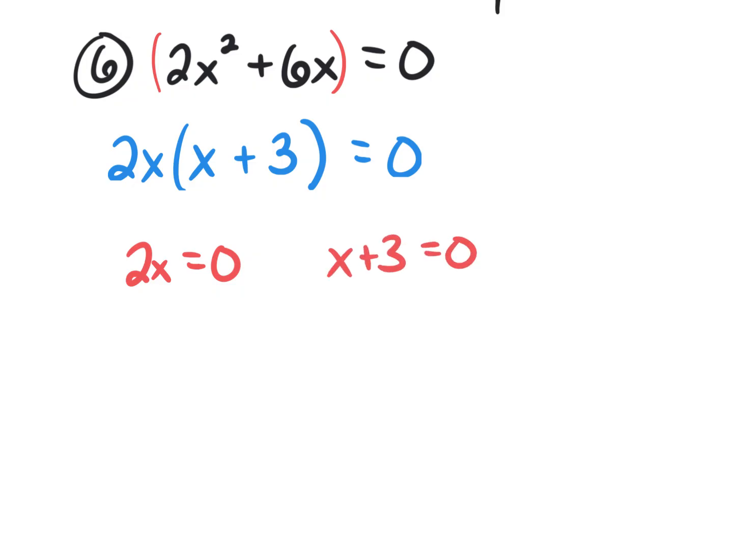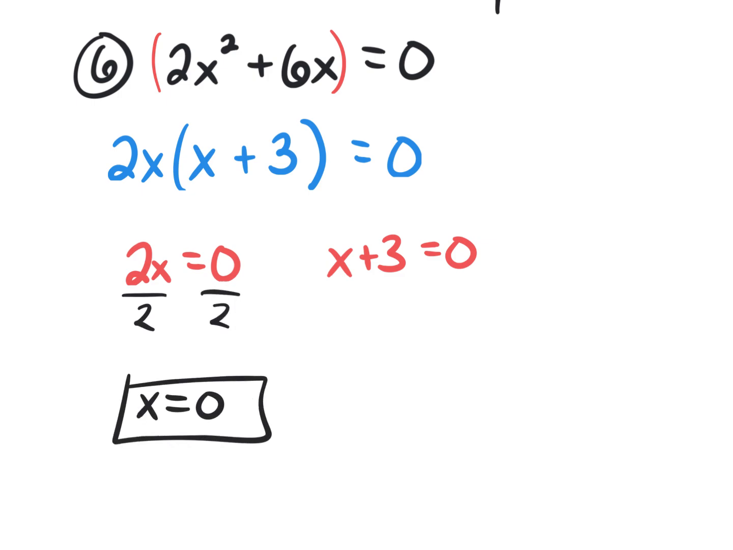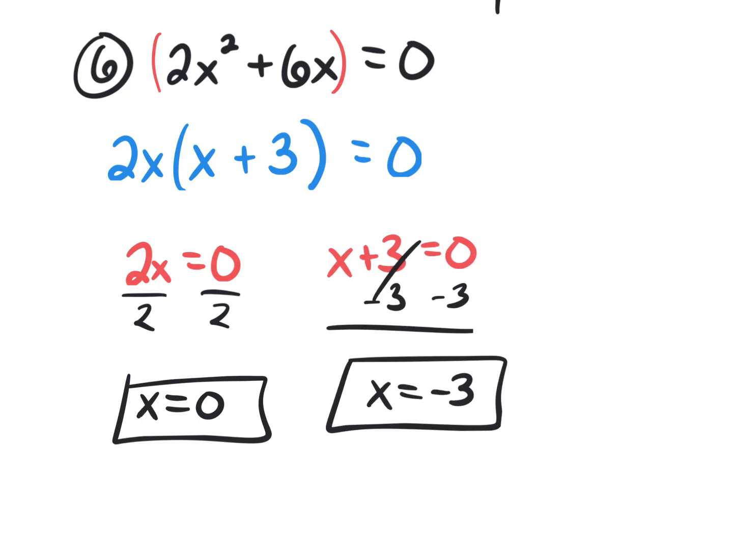How do I solve the one on the left? Divide by 2. We get x equals 0. And then subtract 3. We get x equals -3.